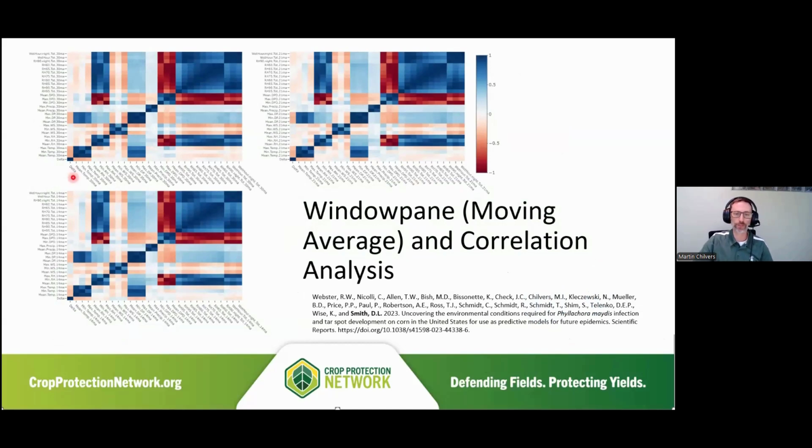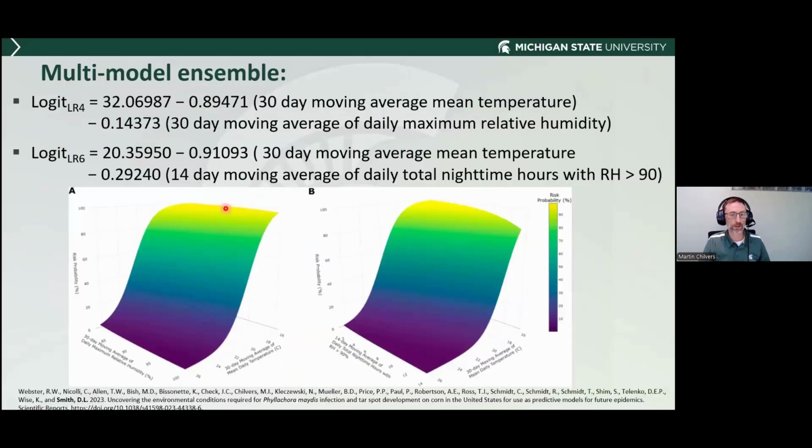So we look at a whole bunch of different things, be it temperature, relative humidity, minimum temperature, maximum temperature, average temperature, moving 14-day, 21-day, or 30-day windows, so weather up until today, and how that's driving risk. And then these are basically the two models that we came up with from that. And these are now run together as an ensemble. So we have some coefficients here, and what we're looking at for one of the models is the 30-day moving average mean temperature, and then the 30-day moving average daily maximum relative humidity.